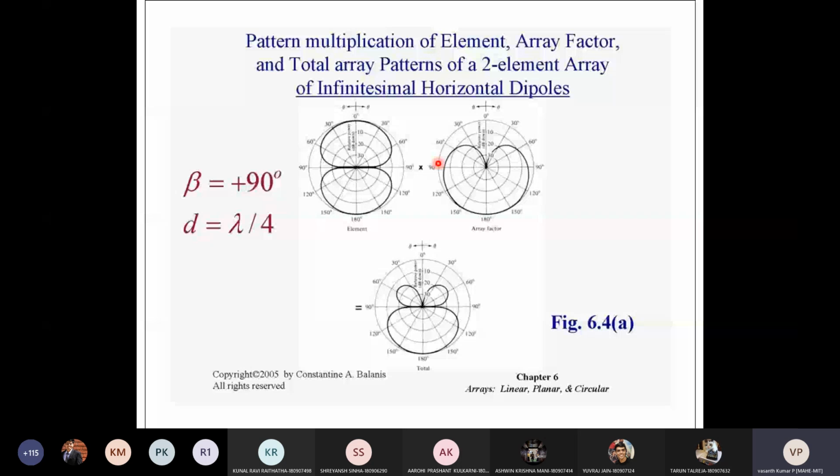So can I go to the next slide? Yes, sir. How do we plot this? You have to keep on assigning values to theta in the array factor. Okay.